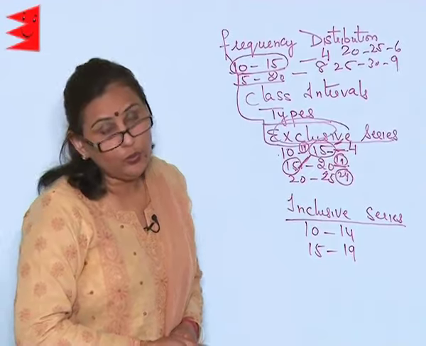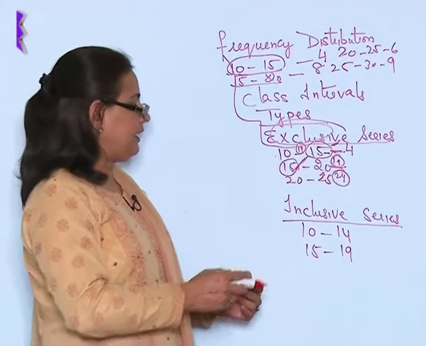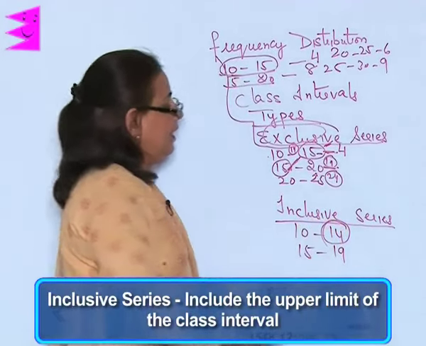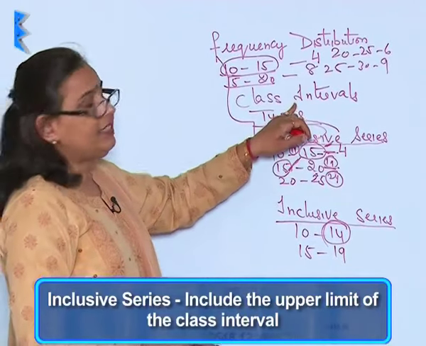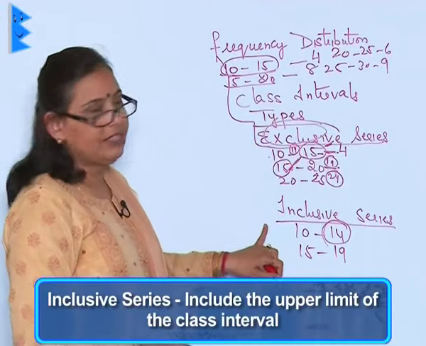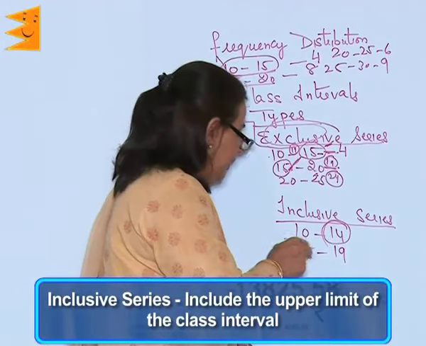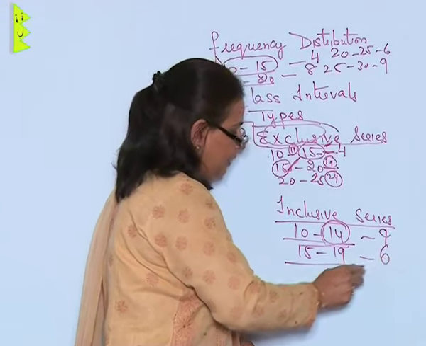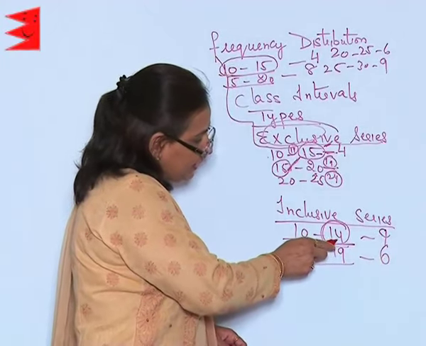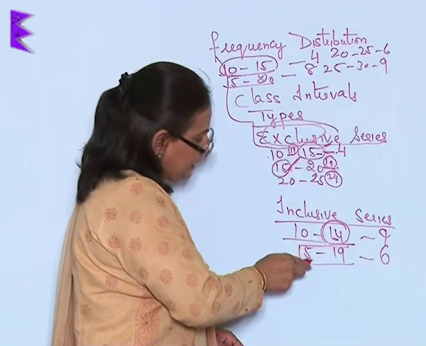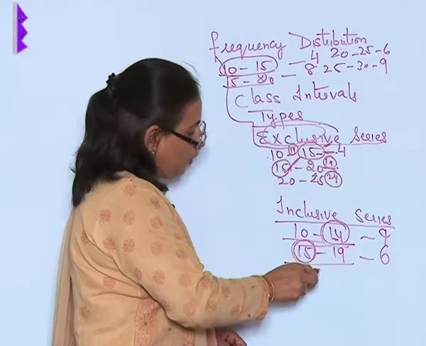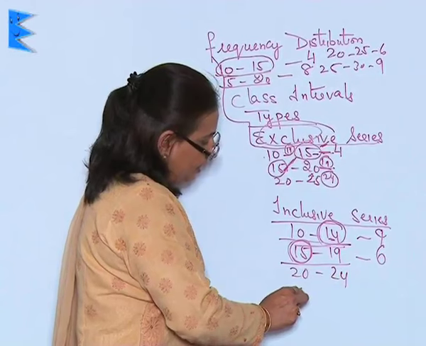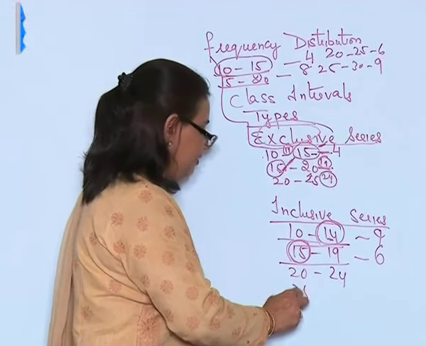Now let me talk of the inclusive series. Inclusive series is when I include the upper limit in the class interval that I have. For example, 10 to 14, I mean 10 to 14, say 9 students. 15 to 19, I mean 6 students. There is nothing to carry over, because the number is included here only and the next class does not include it. Then from 19 it will become 20 to 24. Then it will be say from 25 to 29.